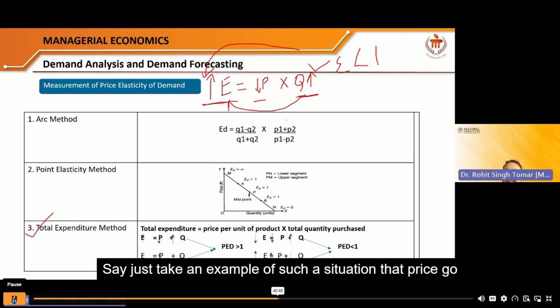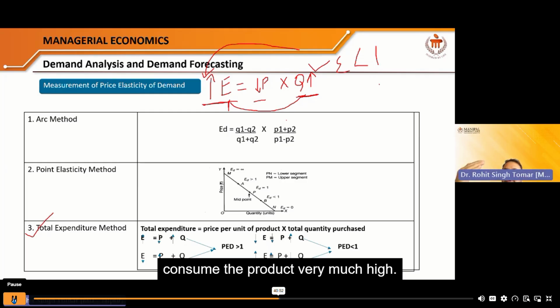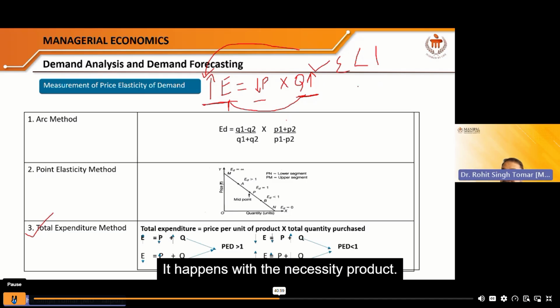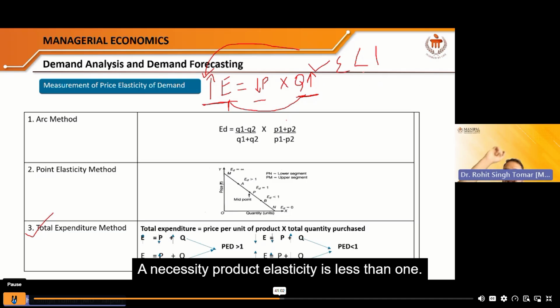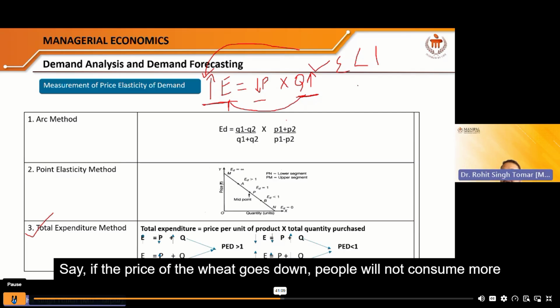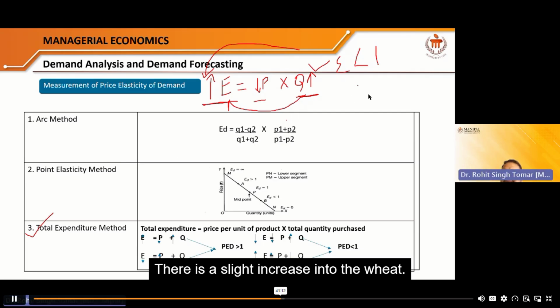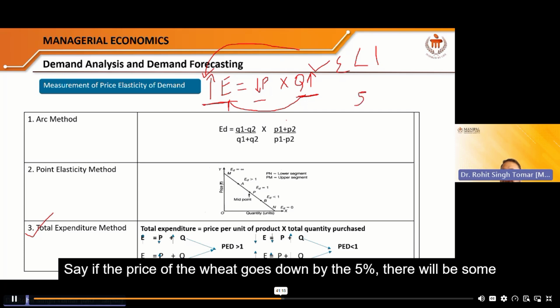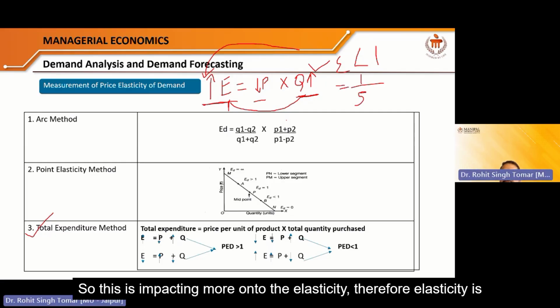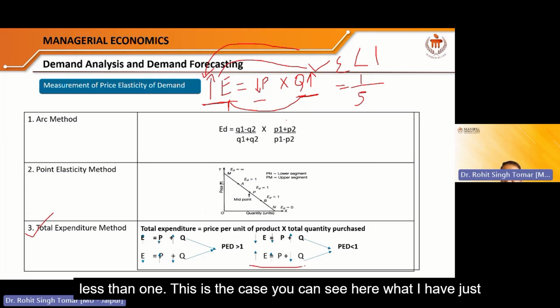Take an example of such a situation: the price goes down, but people will not consume the product very much more. Say rice or wheat, a necessity product. It happens with the necessity product. For a necessity product, elasticity is less than 1, as we have seen in the earlier slide also. If the price of wheat goes down by 5%, there will be an increase in consumption by only 1 or 2 percent. So this is impacting more on the elasticity. Therefore, elasticity is less than 1. You can see here what I have just told you.